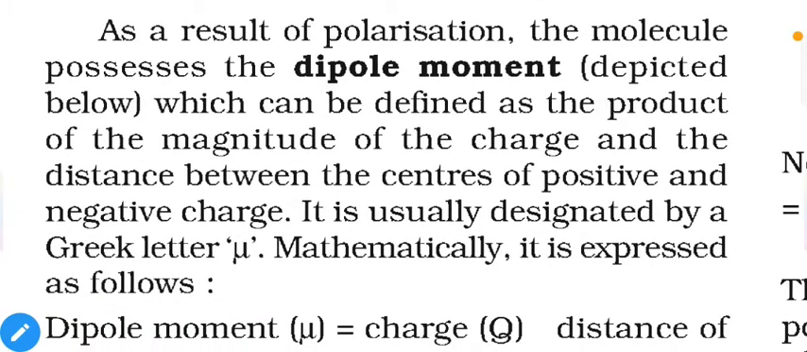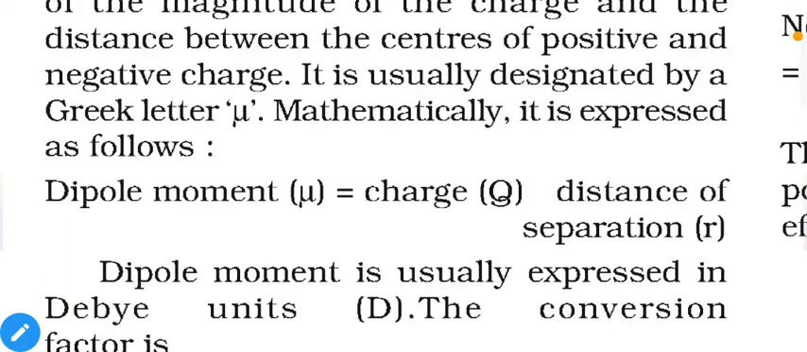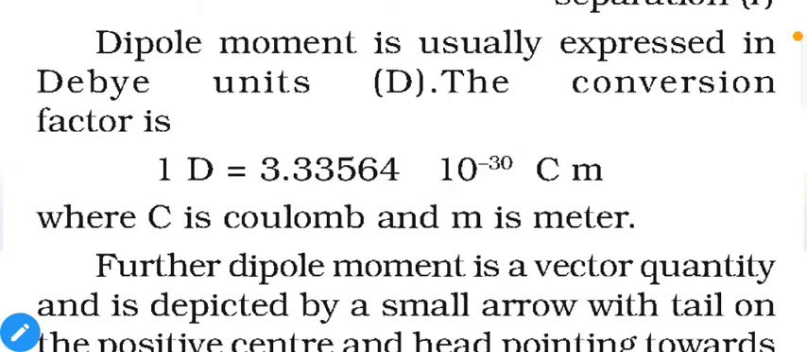As a result of polarization, the molecule possesses a dipole moment, which can be defined as the product of the magnitude of the charge and the distance between the centers of positive and negative charges. It is usually designated by the Greek letter mu. Mathematically, it is expressed as follows: mu is equal to charge multiplied by the distance of separation r. Dipole moment is usually expressed in Debye unit, and 1 Debye is equal to 3.33 times 10 raised to minus 30 coulomb meter.